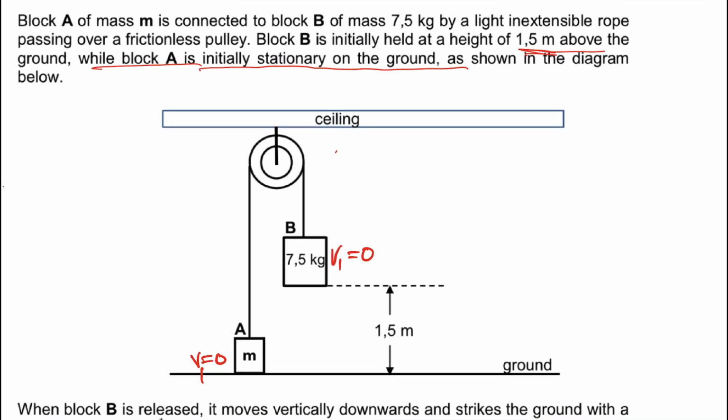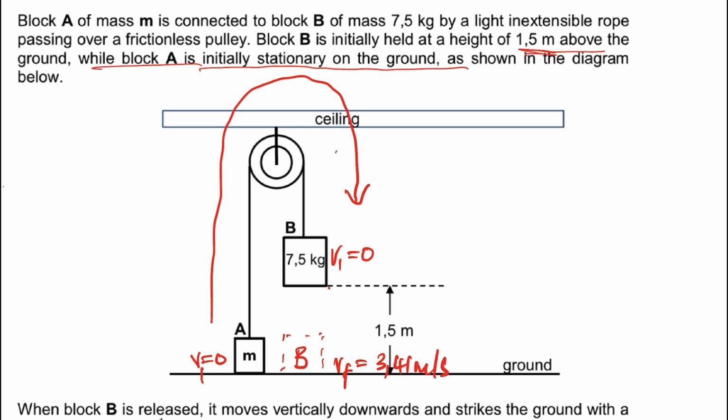So this simply means that this system is accelerating this way, right? While it accelerates that way, this block moves from the top to the bottom. So when it reaches the ground, we are told this is block B. It arrives here with the final velocity of 3.41 meters per second.